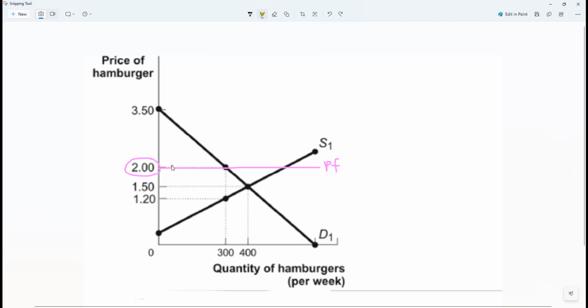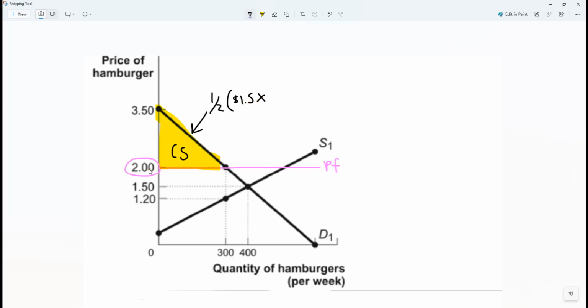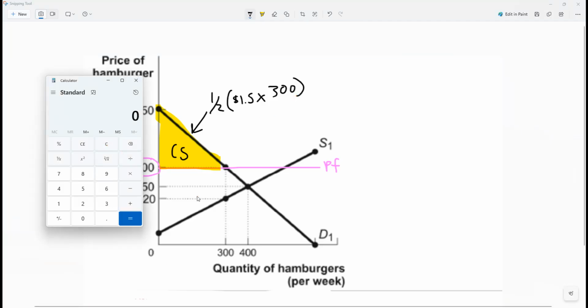So we want to calculate the consumer surplus. The consumer surplus is the area below the demand curve but above the price. So our consumer surplus is the area up here. And so we'll calculate that. I'm going to label that right there. It's going to be 1/2 this part of the triangle, so it would be $1.50 times this part of the triangle, which would be 0 to 300, which would be 300.